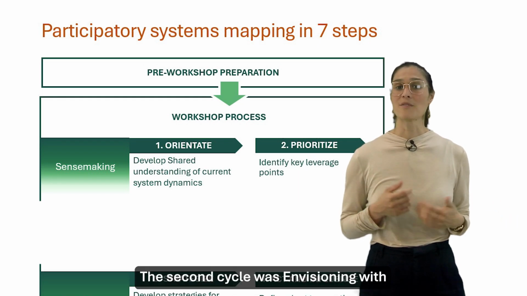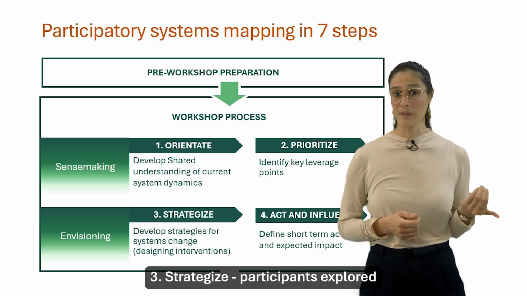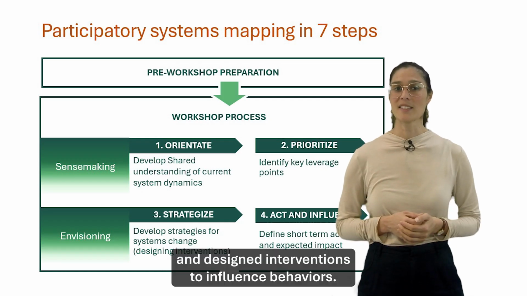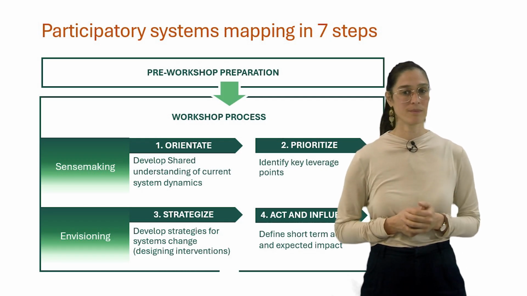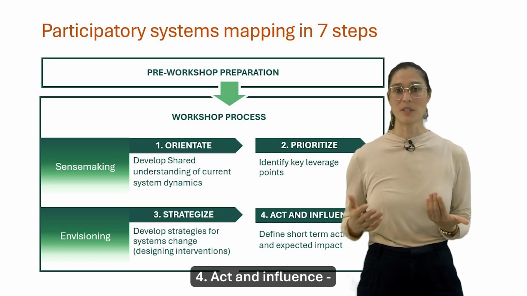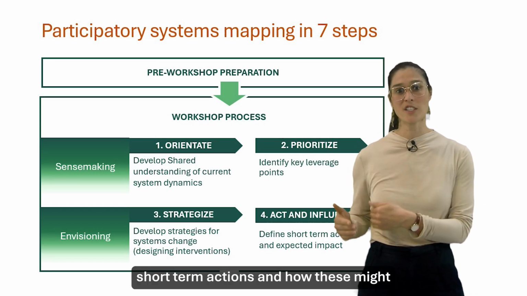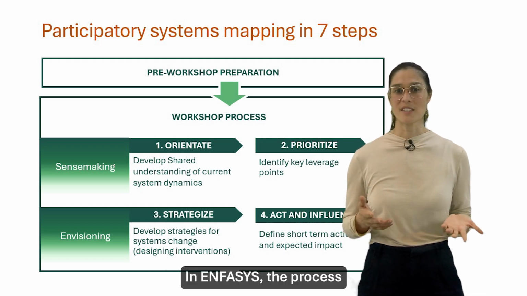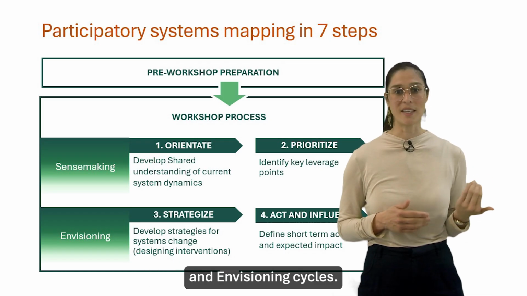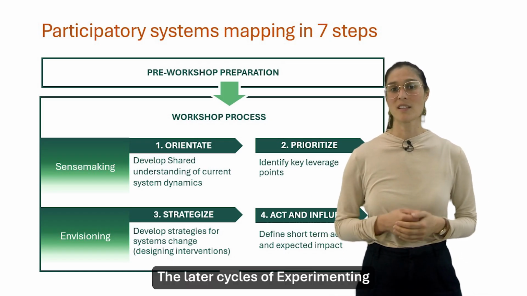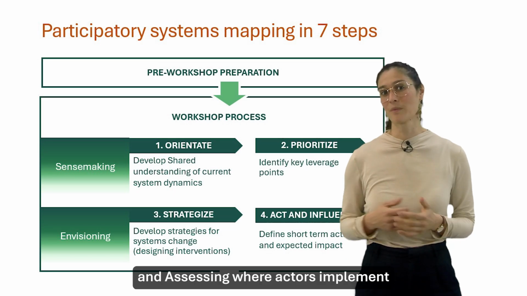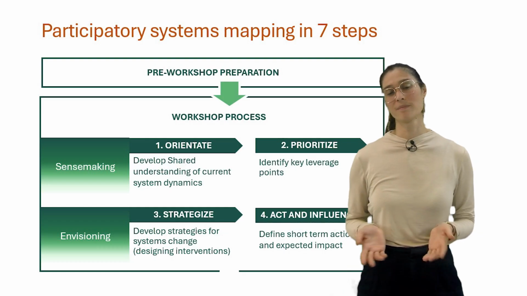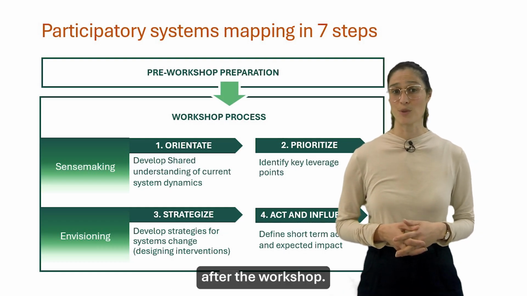The second cycle was envisioning. With 3, strategize. Participants explored future systems configurations and designed interventions to influence behaviors. And 4, act and influence. They reflected on possible short-term actions and how these might influence broader system change. In ENPhasis, the process focused mainly on these sense-making and envisioning cycles. The latter cycles of experimenting and assessing, where actors implement actions and evaluate their own outcomes, were beyond the scope of the project.